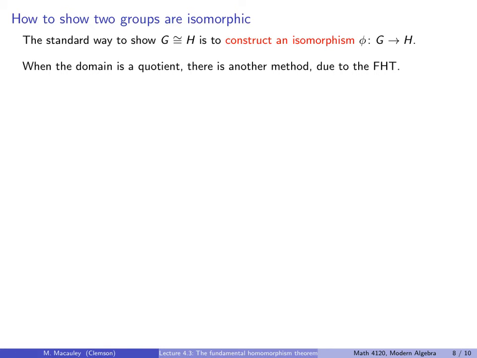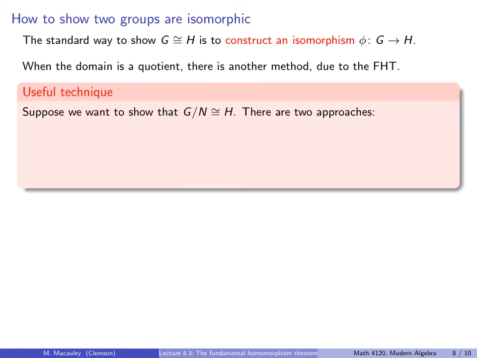When the domain, when this G is a quotient, then there's another method due to the fundamental homomorphism theorem. So let's suppose that we want to show that, say, G mod n is isomorphic to H. There are two approaches.